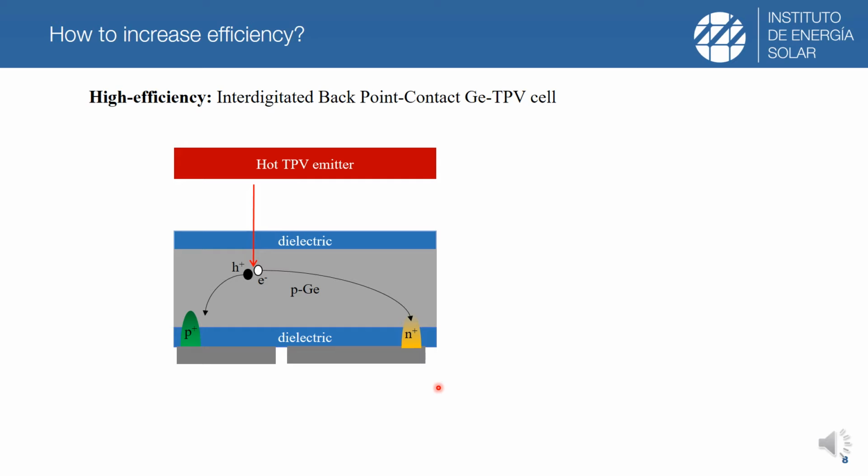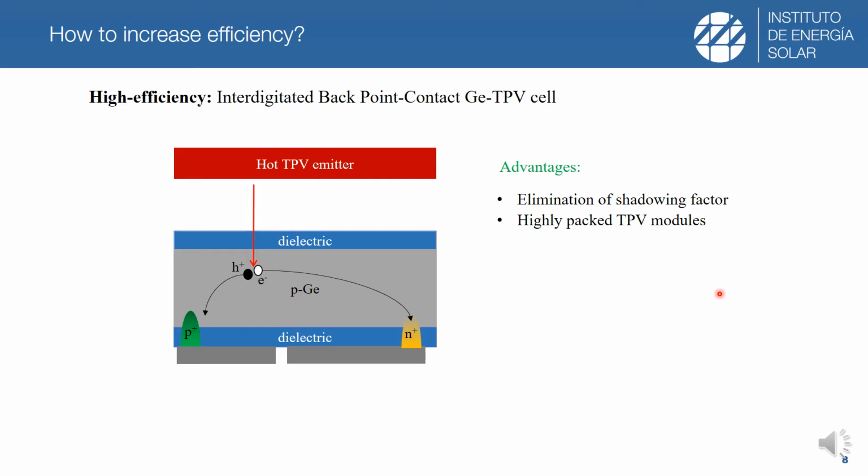This cell architecture, which has both contacts at the backside, is the cell architecture which has the record efficiency for silicon PV, and it has several advantages, especially for its use in thermophotovoltaic applications. One of them is the elimination of the shadowing factor, which means that there is no trade-off between absorption of light and series resistance losses determined by the area covered by the front electrodes.